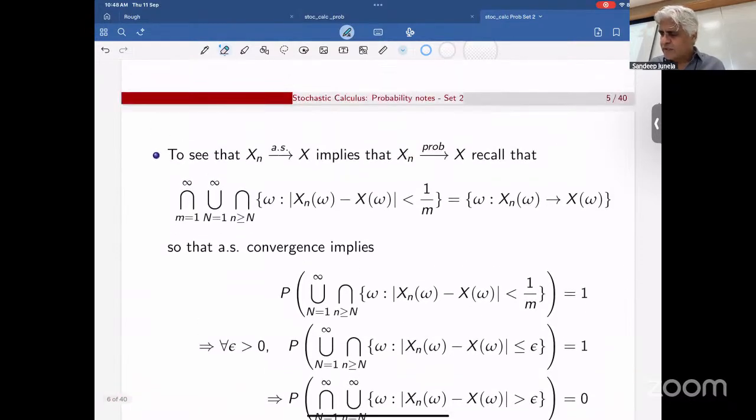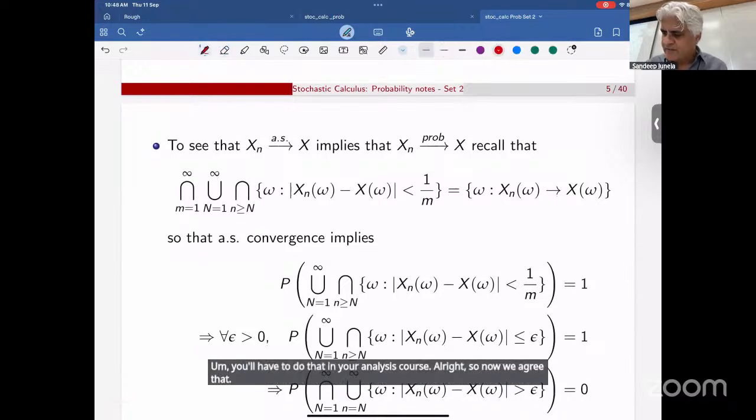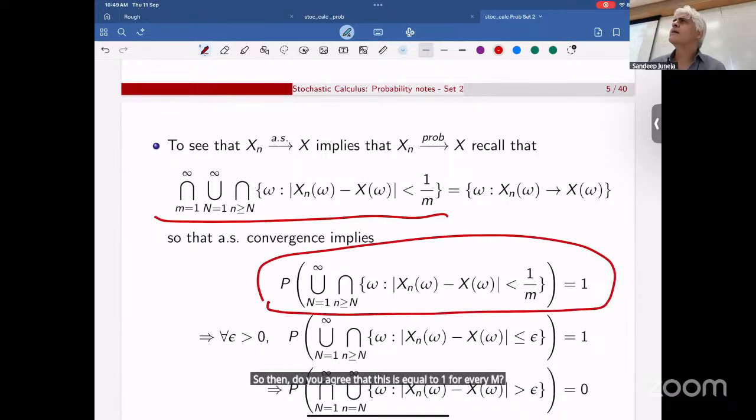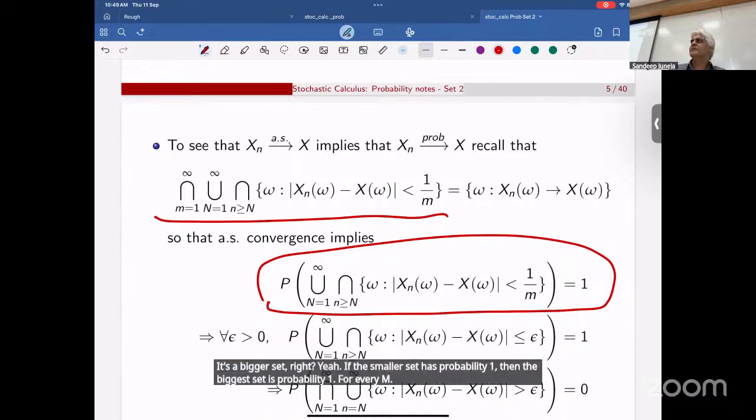All right, so now we agree that this set has probability 1 for every m. So then do you agree that this is equal to 1 for every m? It's a bigger set, right? If the smaller set has probability 1, then the bigger set has probability 1 for every m. Everybody with me on this?